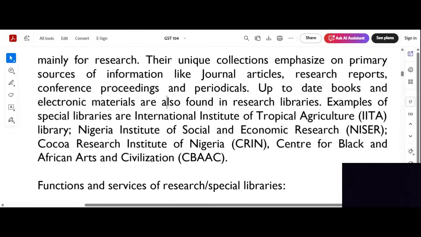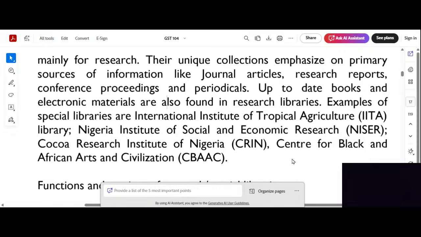But mostly they don't really combine so much. Most of them are individual libraries, they belong to just one field. If this one is agriculture, then anything on agriculture, you will find it there. We have quite a lot of them, and we have examples of those types of libraries. That's why they say that you will find up-to-date books in those types of libraries, research libraries.